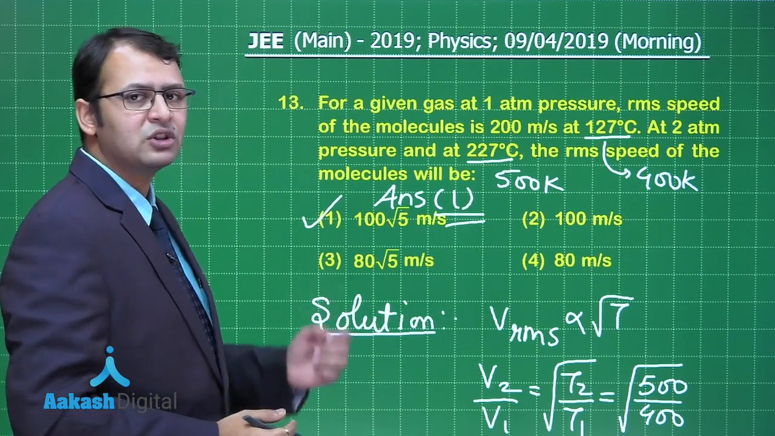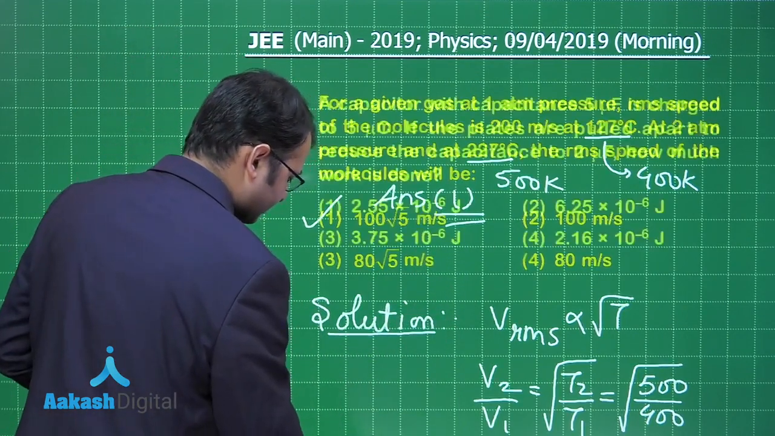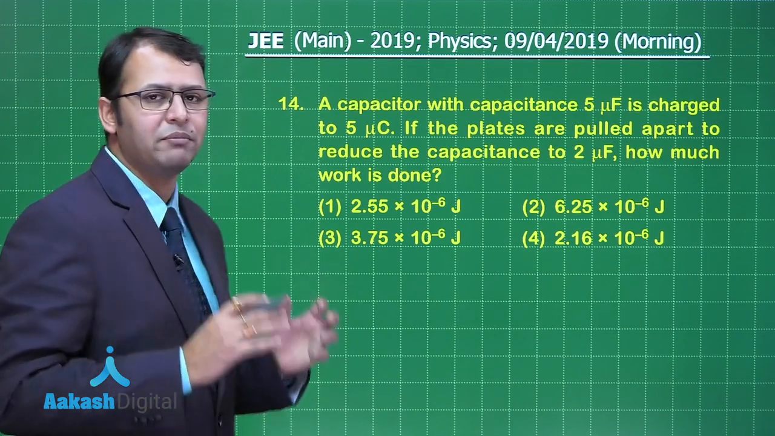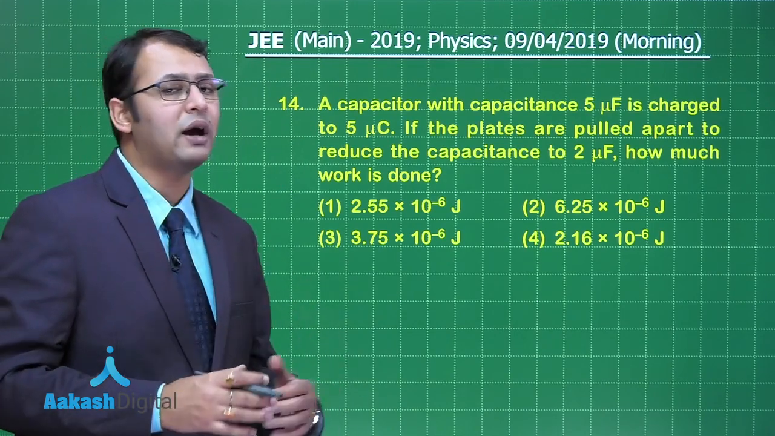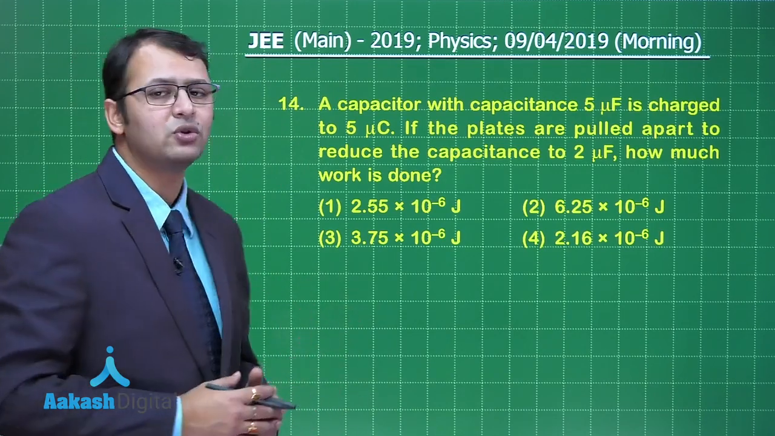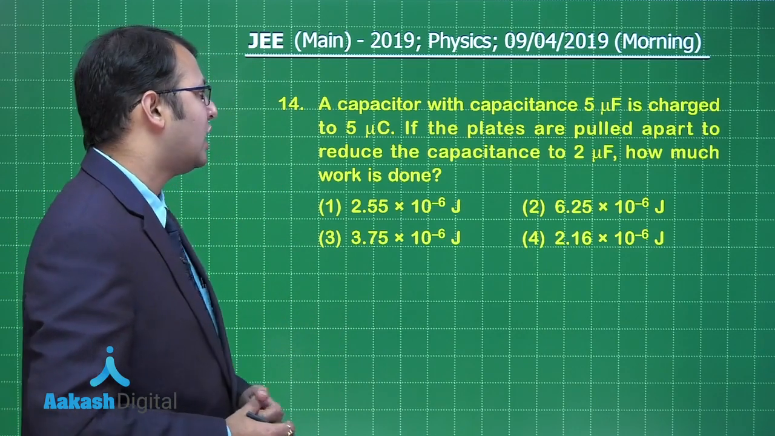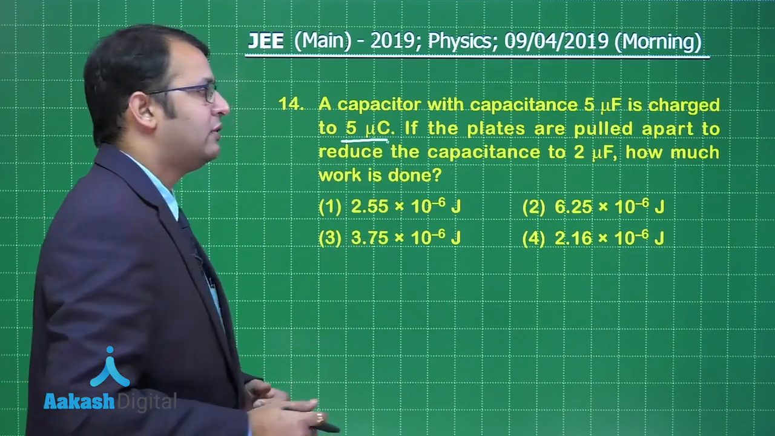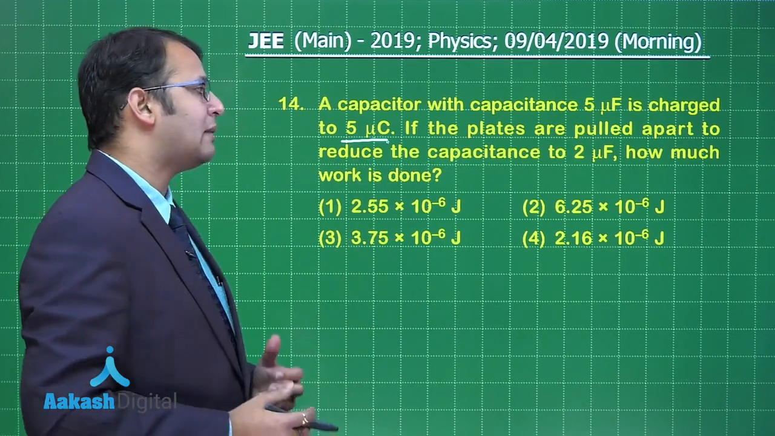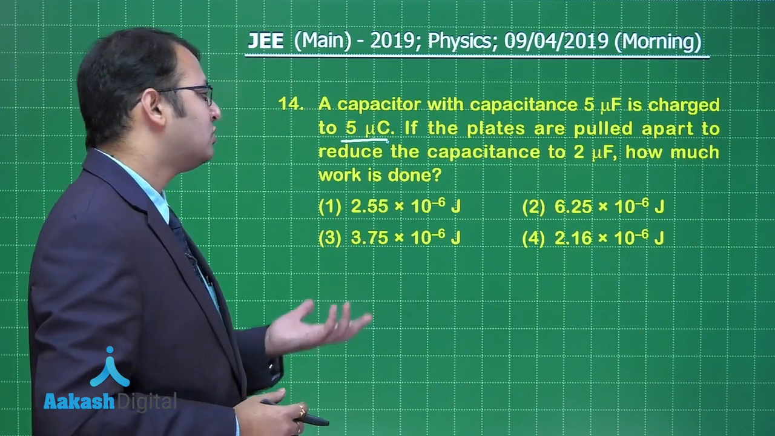Now let's move on to the next question, that is question number 14. The question you see again belongs to the section of electromagnetism from the chapter electrostatics. Here a capacitor with capacitance 5 microfarad is charged to 5 microcoulomb. If the plates are pulled apart to reduce the capacitance to 2 microfarad, how much work is done?